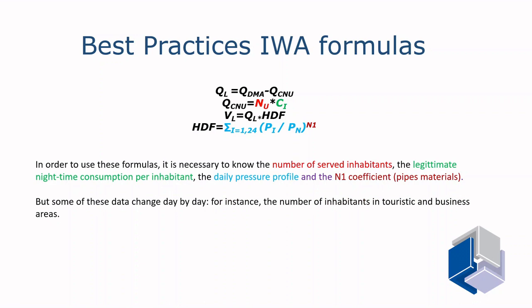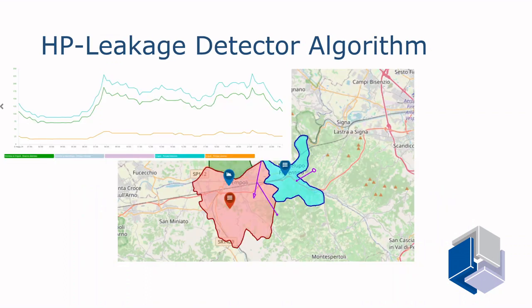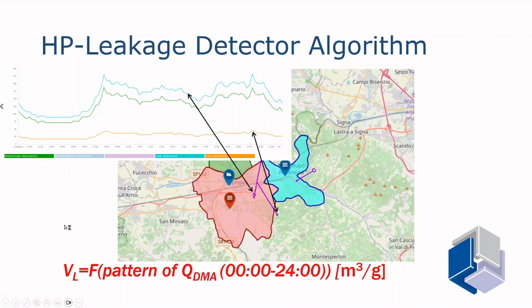The problem is that some of these data change day by day. For instance, the number of inhabitants changes very quickly in touristic and business areas. The advantage of the HP leakage detector algorithm is, on the contrary, that it uses only the entering water flow in the district minus the exiting water flow from the district. It computes the water district balance, and on the basis of this balance, it makes a pattern analysis with which it computes the value of losses in the day.